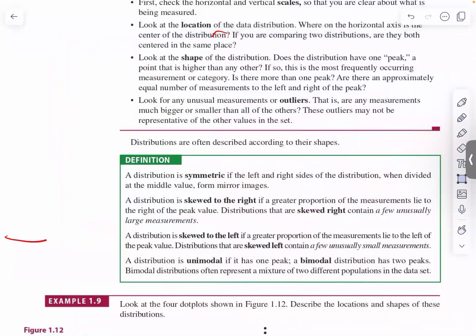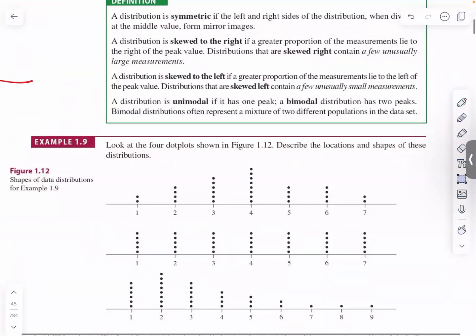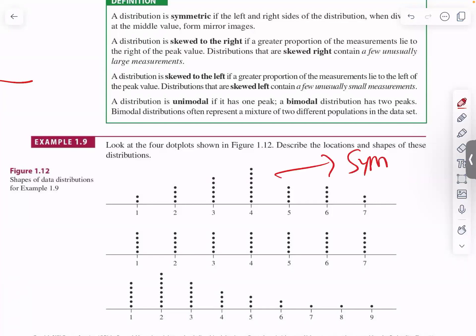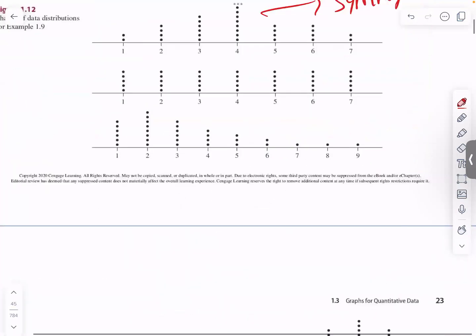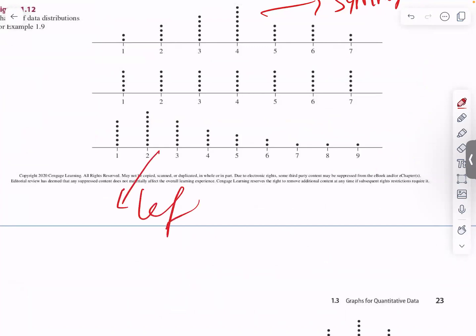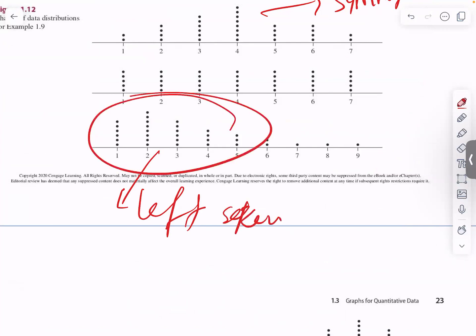They are very easy. Okay, and look at this shape. Obviously, this is symmetric. Okay, this is what? Left skewed, I think. See, most of the data is to the left. See, a lot of frequency. Most of the frequency falls to the left side.